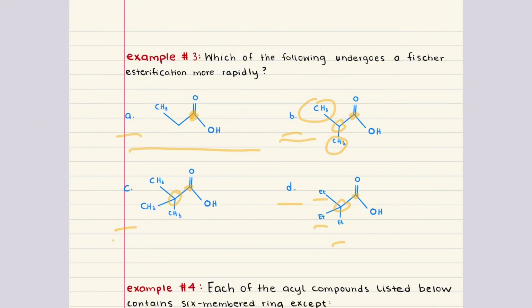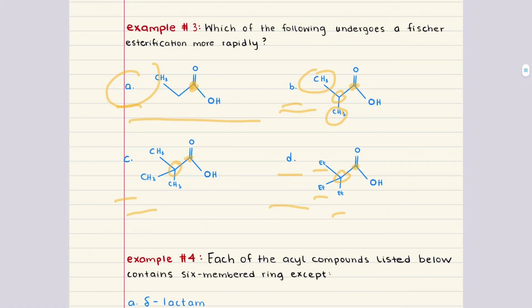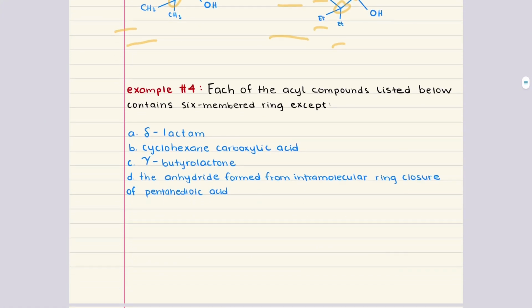Structures B, C, and D are not only more sterically hindered, but they are also less electrophilic compared to choice A. So both steric hindrance and electronic effects favor A as the fastest reacting compound. So 3 is A. Problem 4 says, each of the acyl compounds listed below contains 6-membered rings except blank.